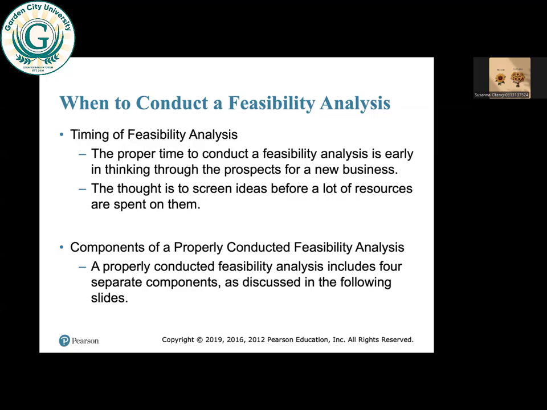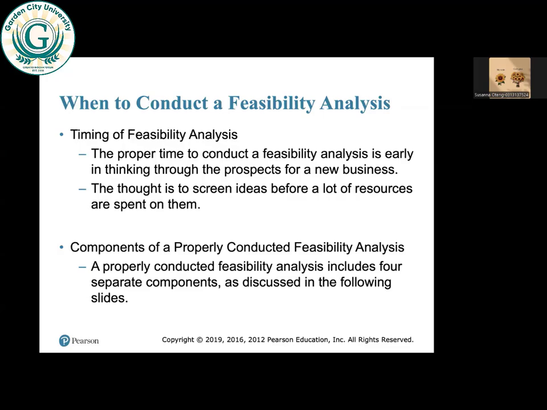So, let's talk about conducting feasibility analysis. When do we do it? The timing is very, very important. What we are saying is that the moment you start thinking about going into a kind of business, feasibility analysis starts immediately. You don't wait till you have invested money before you start doing it. It will be too late.